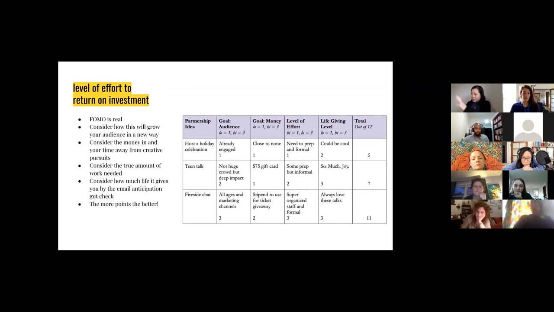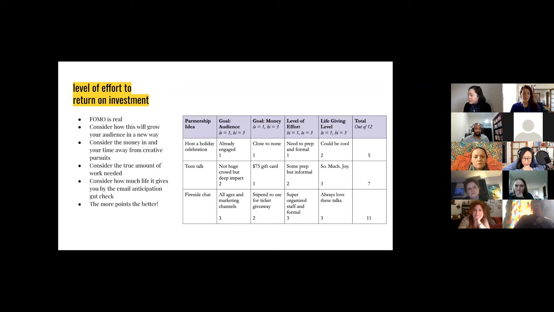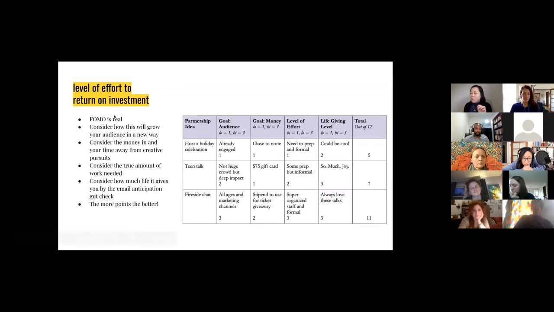So when I look at all this, it helps me figure out what I'm going to do. Can you guess which one I didn't do? Someone do a shout out. One, Jennifer says one. That's right, I did not do the holiday celebration, because you are your greatest resource. You are limited. So anyways, any quick questions on how that table works in terms of points? Any questions here?